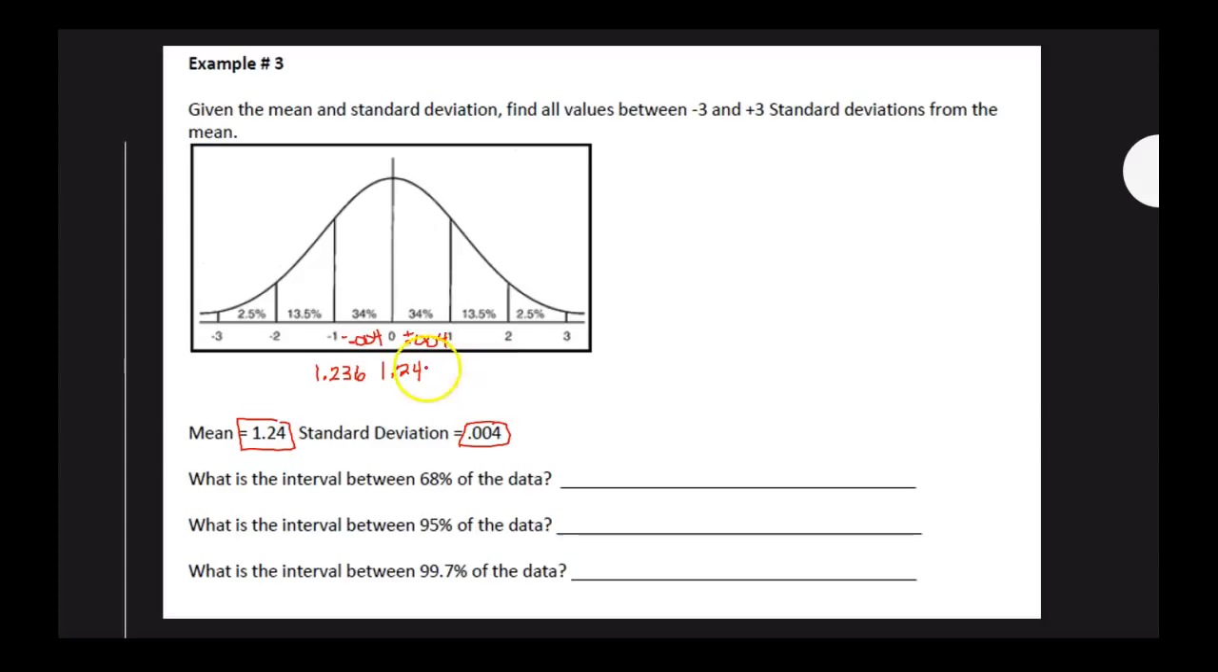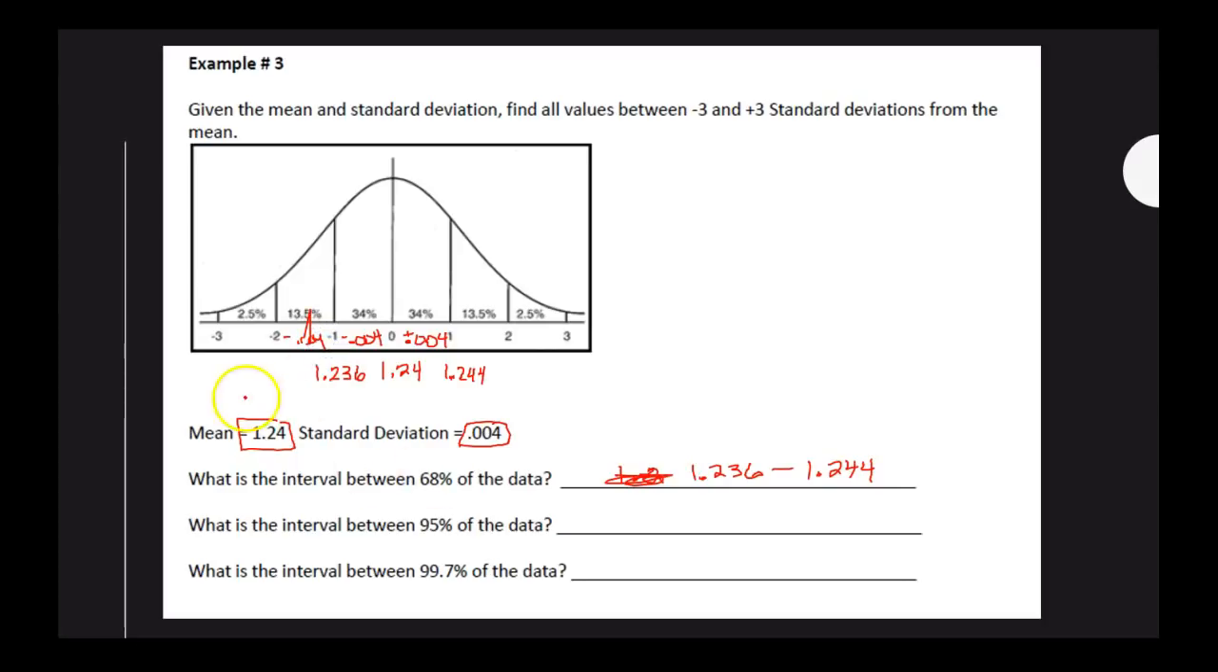and 1.24 plus 0.004 is going to give us 1.244. So this interval would be from 1.236 all the way to 1.244.